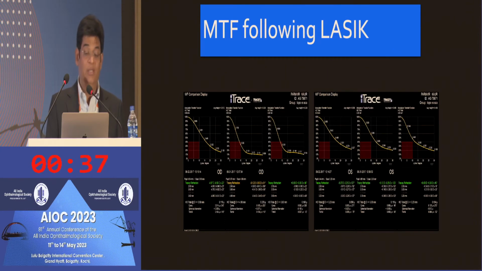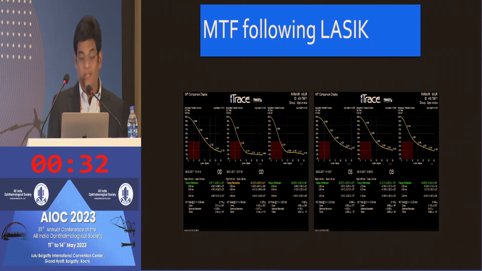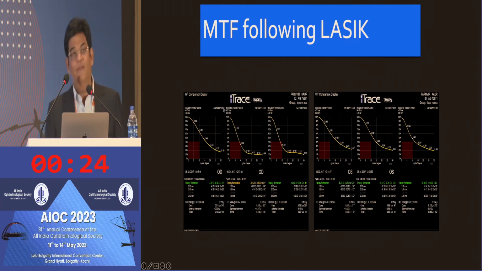So if you look, there's something known as the MTF, or the modulation transfer function. Essentially, it is a numerical value, or a chart along with the numerical value. It tells us the contrast, or the visual quality, of the optical system of the patient's eye. For example, in this patient, in one eye, this is the corneal map, and you can see here it is above this red box.